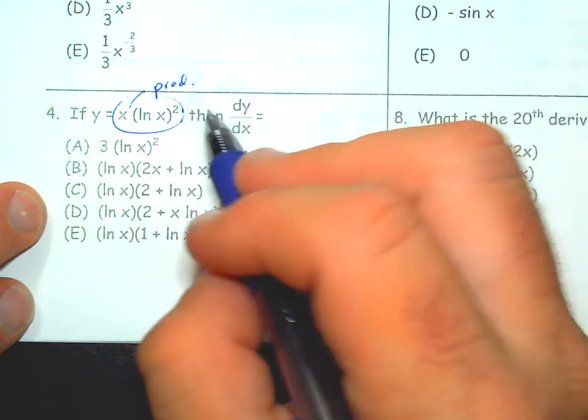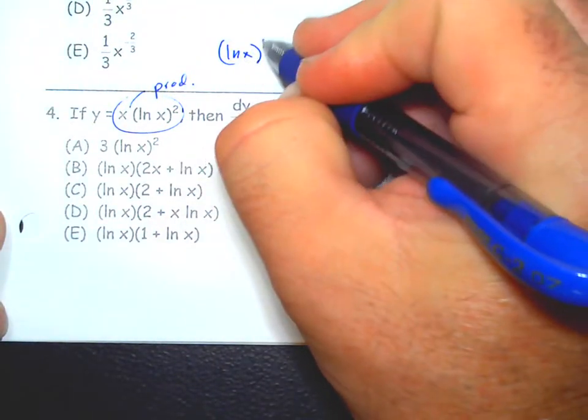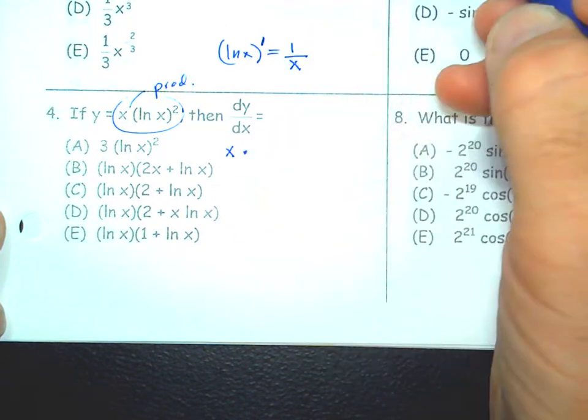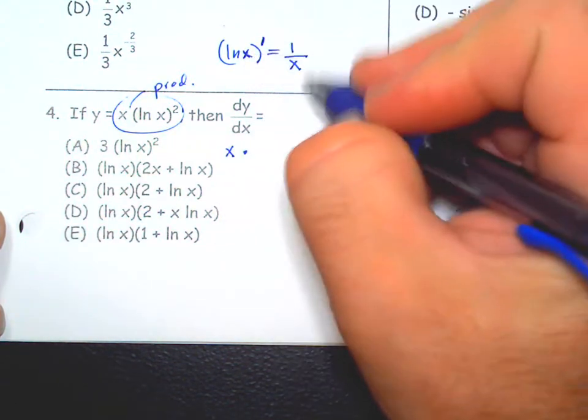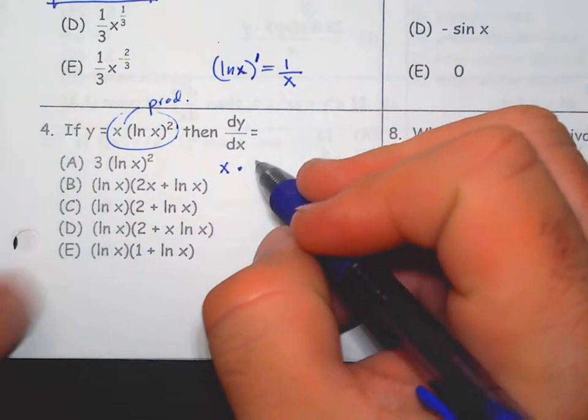Now, I haven't taught you the derivative of natural log of x. I'll just tell you what it is right now, and we'll talk more next chapter. This is probably one of the only times you'll see it in this chapter, so don't worry about it on the test. But the derivative of natural log of x is 1 over x, which is kind of crazy. So x times the derivative of that.